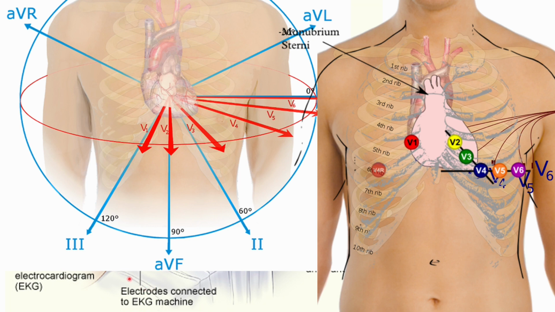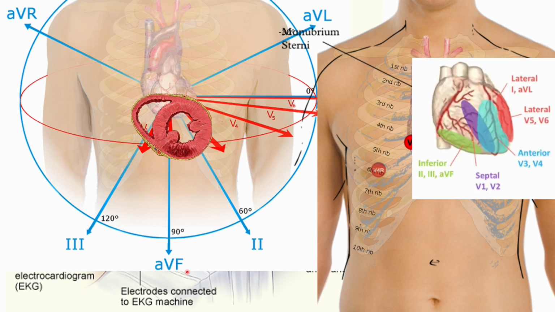And the limb leads as well. These are the limb leads. So if I'm talking here about the septum, here's the infarction, that's V1, V2. If I'm talking inferior wall myocardial infarction, I'm looking at them through the limb leads, 2, 3, and AVF, called inferior leads. So ST change in leads 2, 3, and AVF indicates inferior wall infarction.